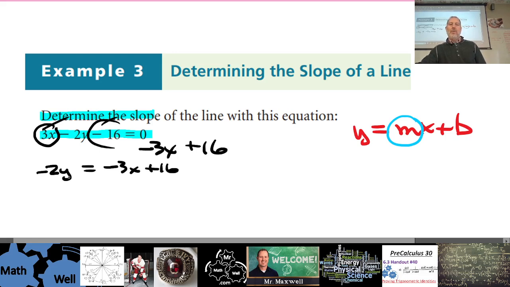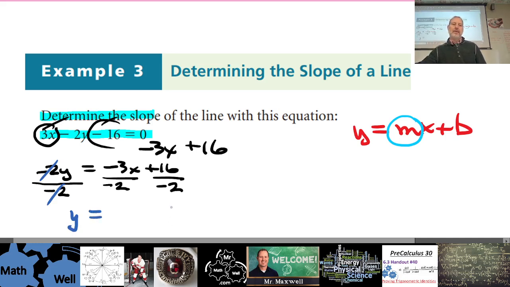And now I want y by itself and positive. So I'm going to divide off the negative 2, and as long as I do that to both sides, I'm fine. Negative 2 divided by negative 2 is just 1. That gets me the y all by itself and positive. That's exactly what I want.